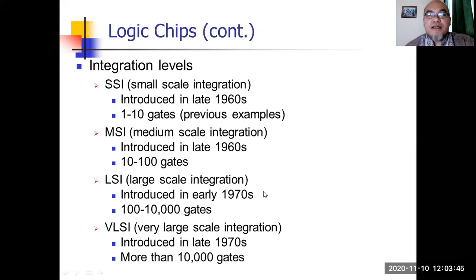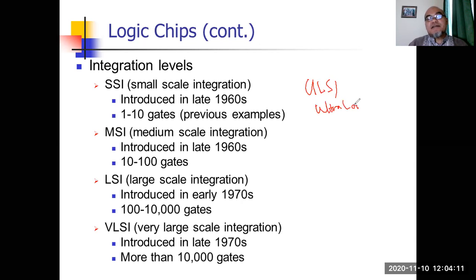Then very large scale integration, VLSI, was introduced in the late 1970s. It contains more than 10,000 gates per single chip. And then in the late 1980s, for example, people introduced what we call ULSI, ultra large scale integration. This contains even more than 100,000 gates. This is usually used for microprocessors or something like that.